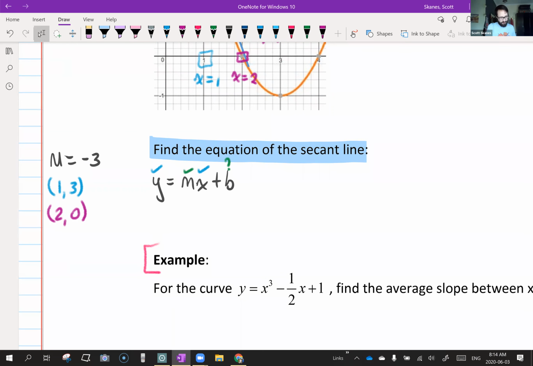Going once, going twice. I'll use whichever one, it honestly doesn't matter. Let's just use the first one for funsies. The y value is 3. The m slope is -3. The x value is 1. And the b. So no matter which pair you took, you'll still get that b is equal to -6.